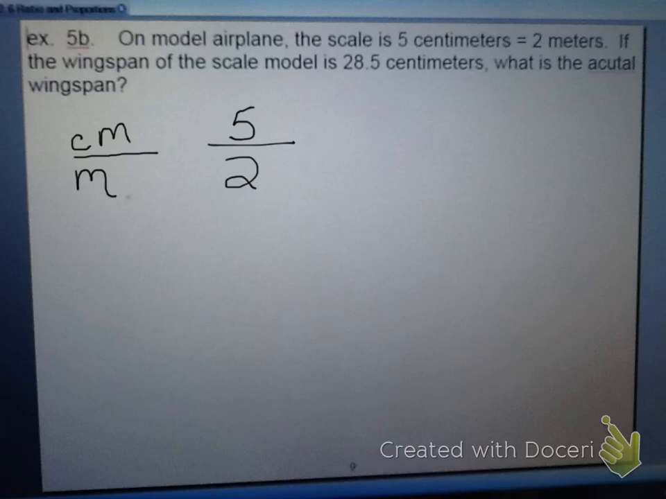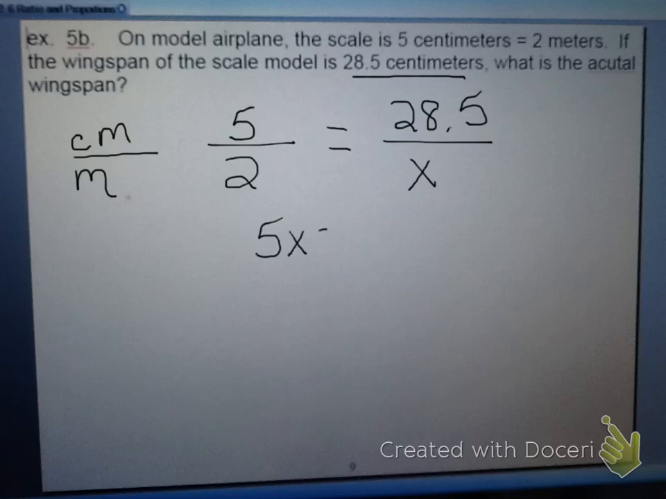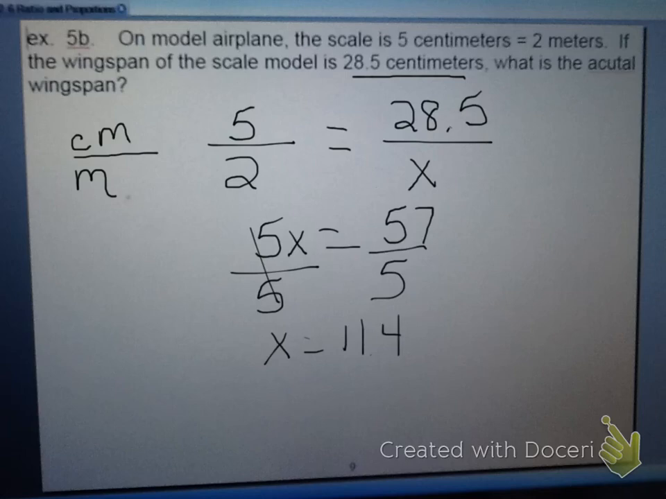If the wingspan of the scale model is 28.5 centimeters, where does that go? It goes up top. What is the actual wingspan? We don't know. So I'm going to multiply 5 times x is 5x is equal to 28.5 times 2 is 57. Divide both sides by 5. And you get x is equal to 11.4 meters. That is the actual wingspan, is 11.4 meters.